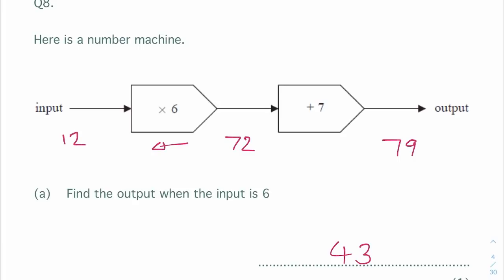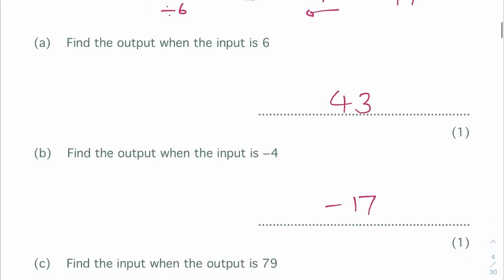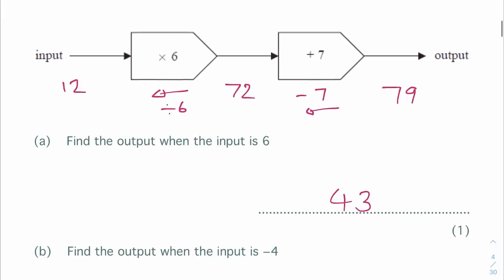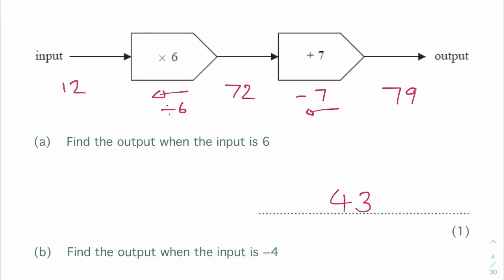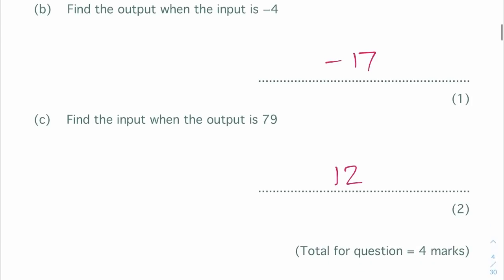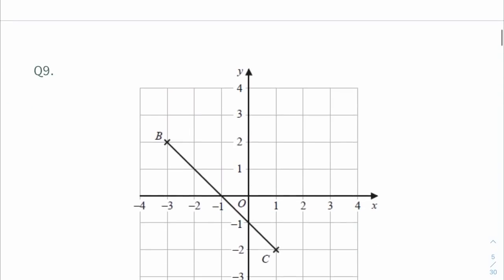So going back through there, we've just done the opposite of the number machine, and we took away 7, going that way as well. So there we go, our input would have to be 12, and you can always test that out as well. Just run it back through the number machine, multiplying it by 6 to get 72, and then adding 7 to get 79. That confirms you've got it correct. Okay, so there we go, there's our number machine.